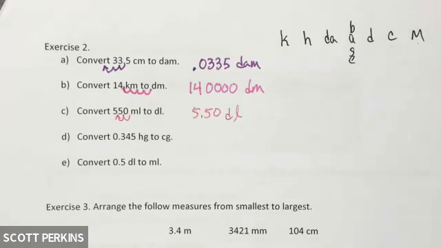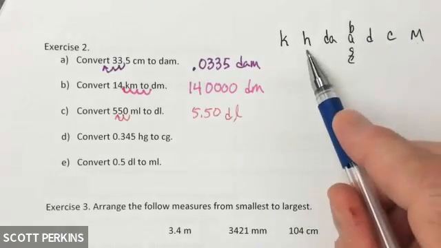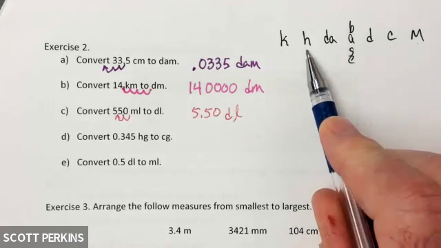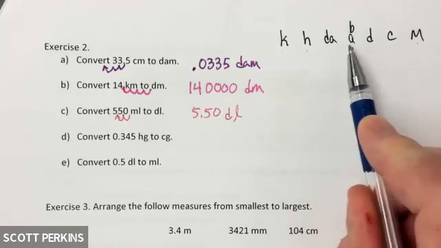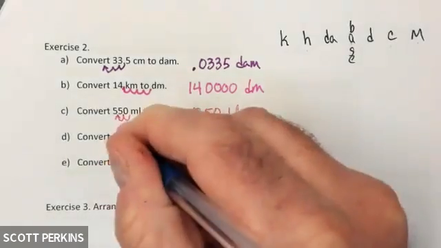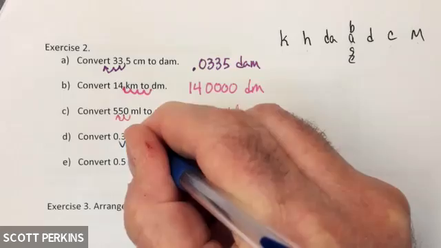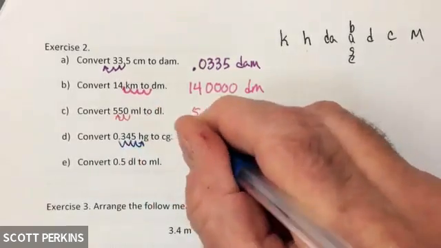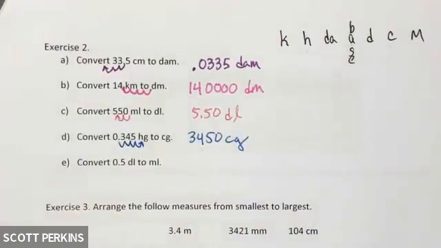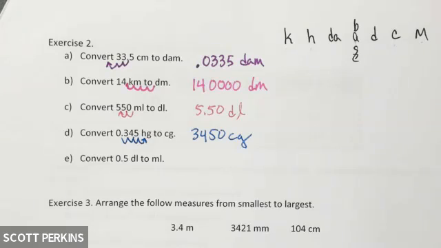The fourth one is going from hecto to centi. So hecto is here in the middle between kilo and deca. So I'm going from here to centi. So 1, 2, don't forget your base, 3, 4 to the right. So that's 1, 2, 3, 4. I've got to add a 0 on there. So that's 3450 centigrams. And then the last one is deci to milli.